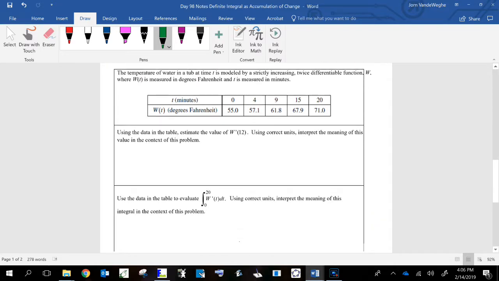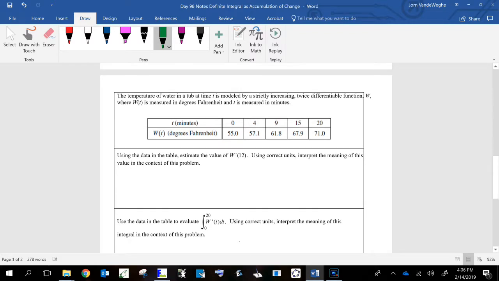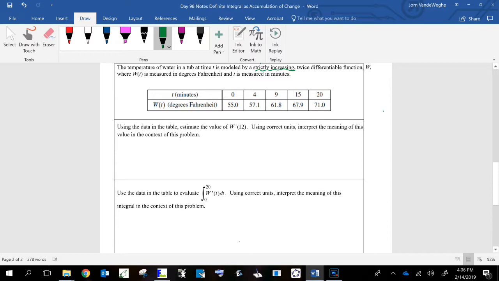Okay, on the back page. The temperature of water in a tub is modeled by a strictly increasing twice differentiable function. When a function is strictly increasing, that means its derivative is always greater than 0. And it's twice differentiable, that means you could take the derivative 2 times, where w of t is measured in degrees. Okay, we have to estimate the value of w prime of 12.